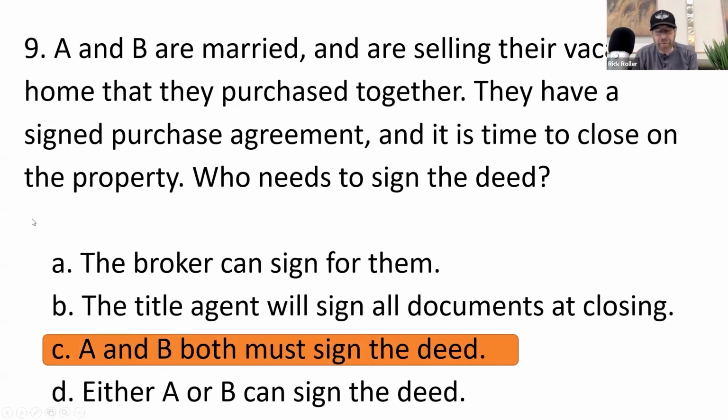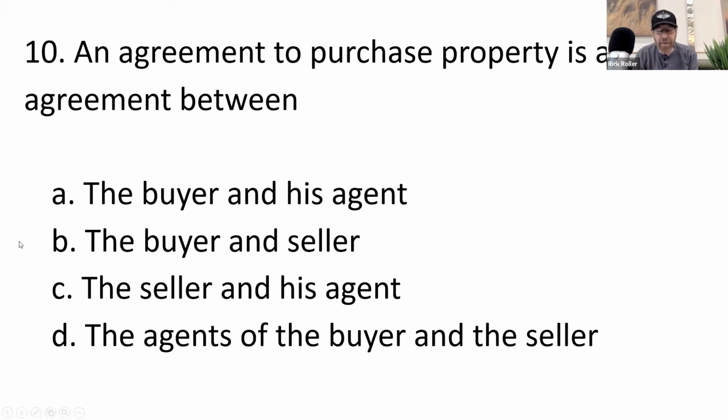An agreement to purchase property is an agreement between the buyer and his agent. No. The buyer and the seller. Ooh, that sounds good. The seller and his agent. No. The agents of the buyer and seller. No. Obviously, it's the buyer and seller, of course. Okay, it is B, the buyer and seller.